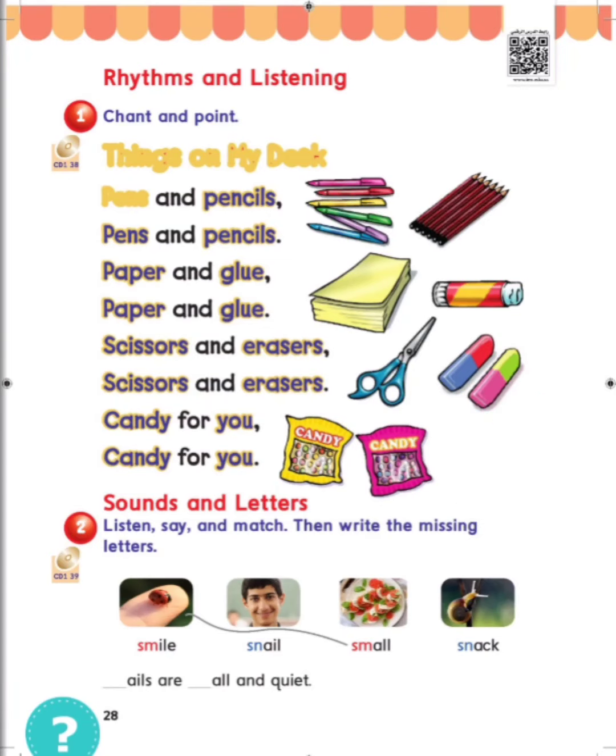Sounds and letters. Exercise 2. Listen, say, and match. Then write the missing letters. أصوات وحروف. التمرين الثاني: استمع وأشر وصل ثم اكتب الأحرف المفقودة. الأحرف هنا أصدقائي هي S, M و S, N.